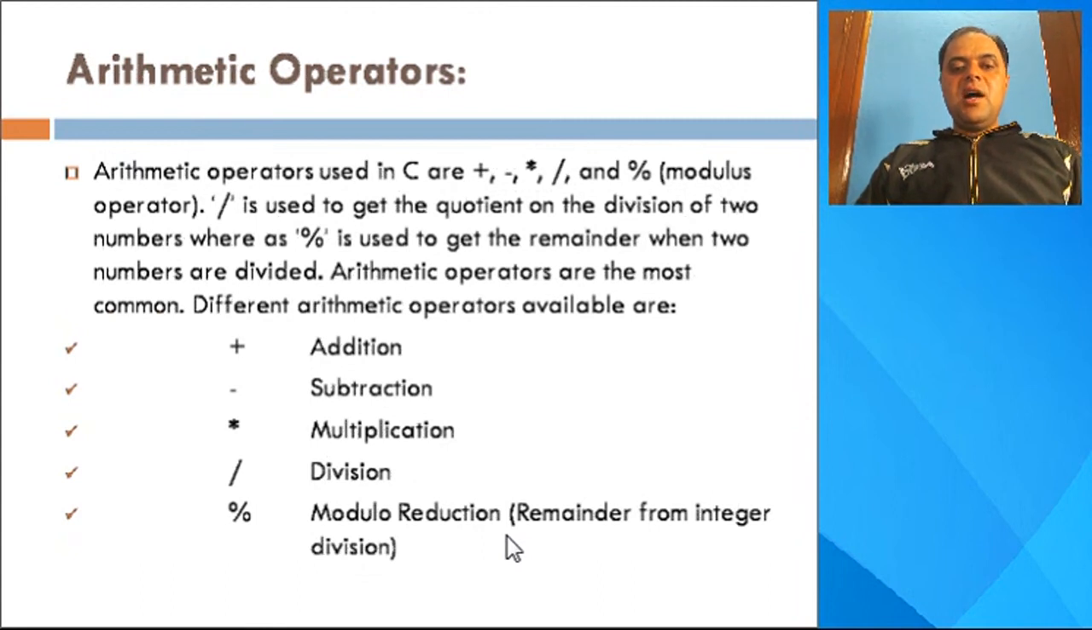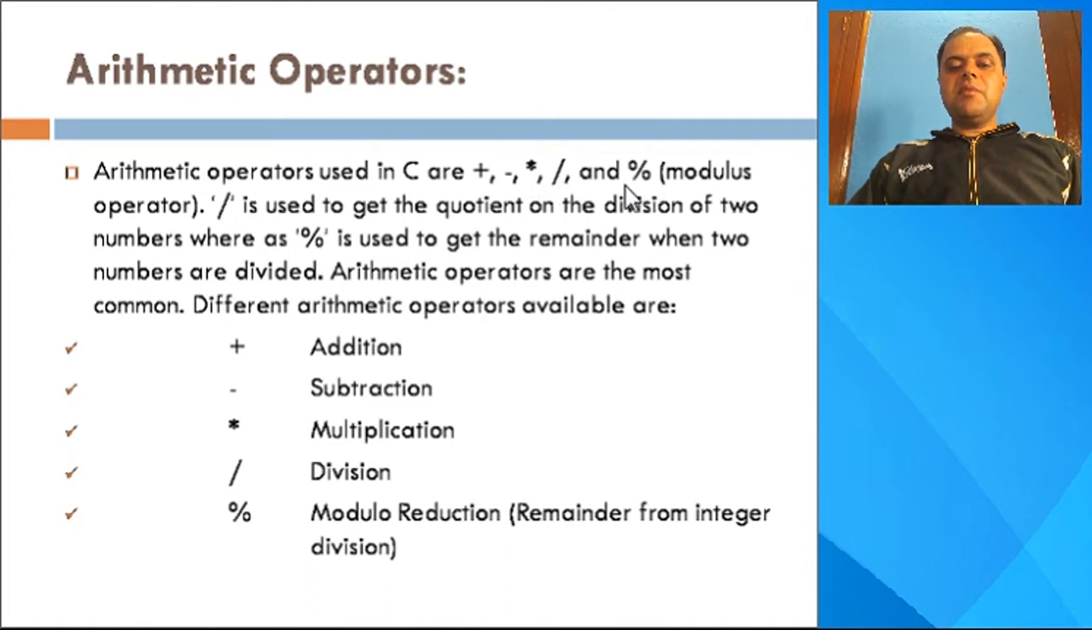What is arithmetic? Arithmetic operators used in C are plus, minus, multiplication, divide, and modulus. These are the mathematical operators used in C. Plus, as you know, what it does: 3 plus 2 equal to 5, minus: 3 minus 2 equal to 1, multiplication: 3 into 2 equal to 6, divide: 6 divided by 2 equal to 3, and modulus.